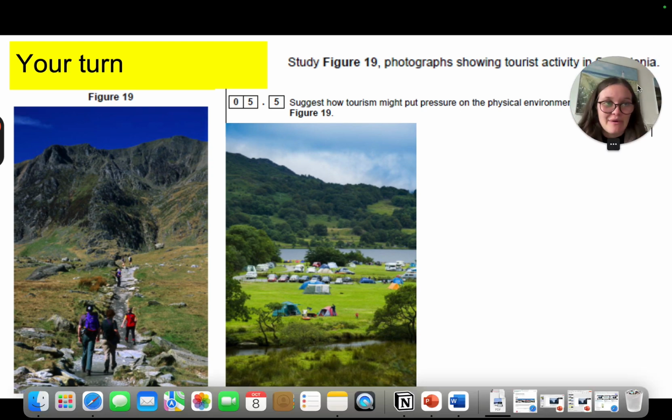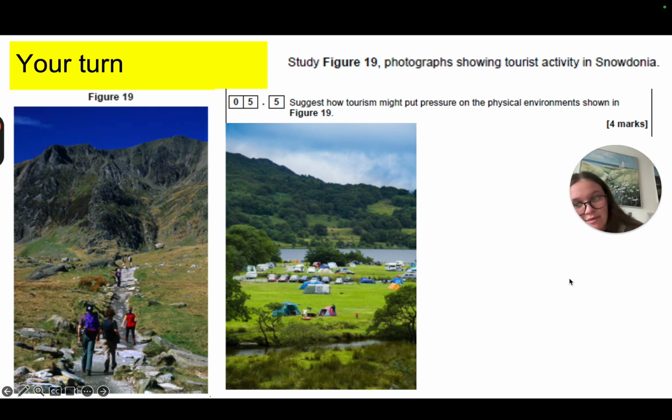Okay, so I'm going to give you a moment to fill in that table, pause the video, and then I will present to you some exam questions that you can go away and answer in your own time. So this picture on the left is a photograph showing tourist activity in Snowdonia. So your 4-mark question is to suggest how tourism might put pressure on the physical environment shown in these figures. So pause the video, write that down, and answer that question for me as a summary of everything you might have learned. So that is the end of this video.